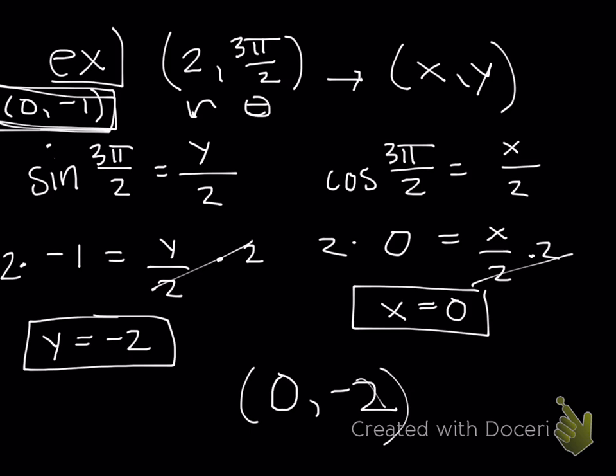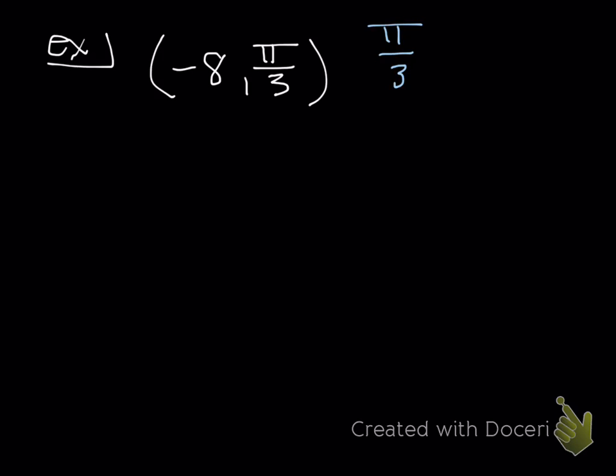So let's try another one. Second example is negative 8 and pi over 3. So again, we're going to use those two formulas. So we'll start with, and maybe something that would be a good idea is to write down the coordinate from the beginning. So pi over 3 goes with 1/2 and root 3 over 2.